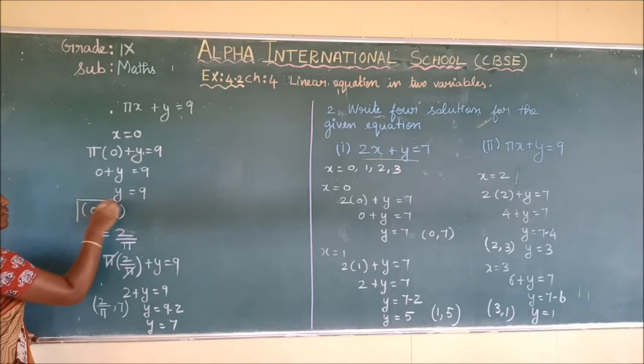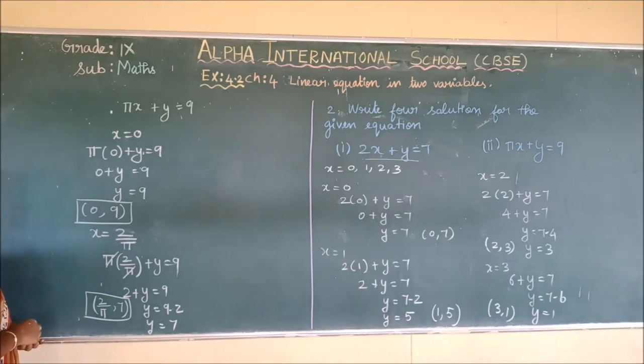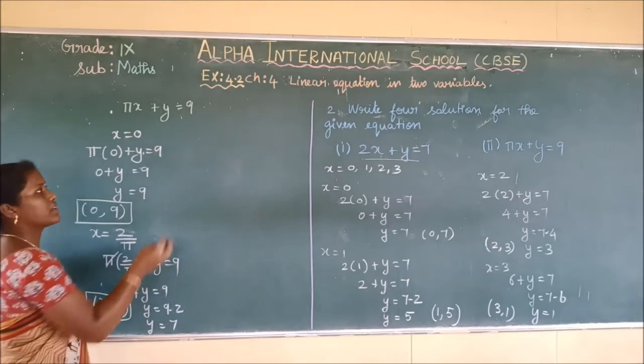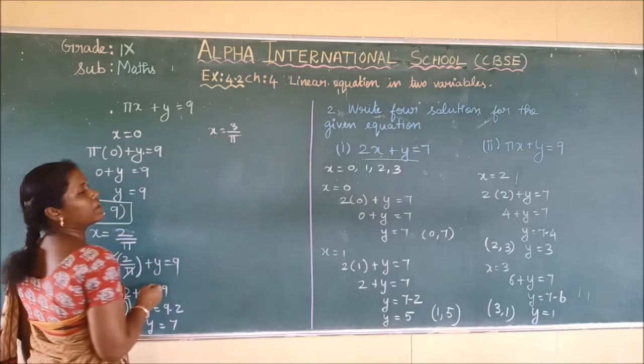See here, we are having the first solution here and the second solution here. Likewise, I am going to simply take a different value like 3 by pi. The same thing, 3 by pi.